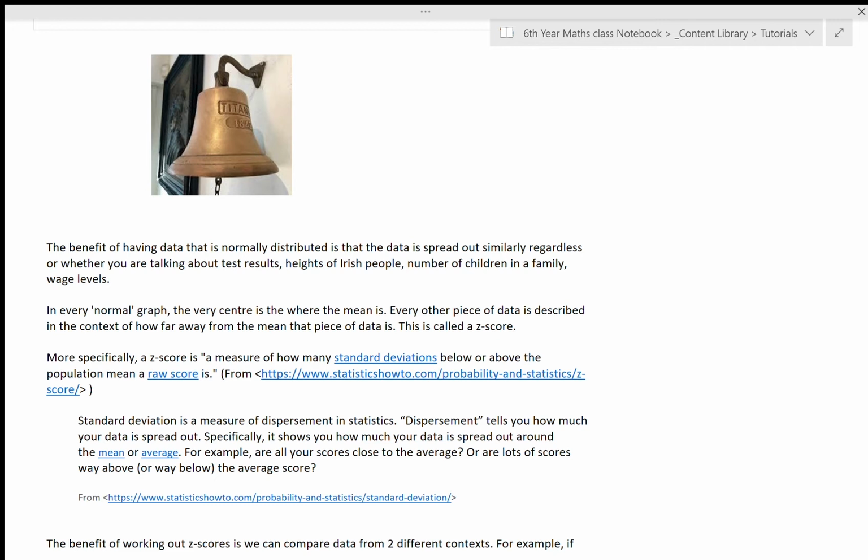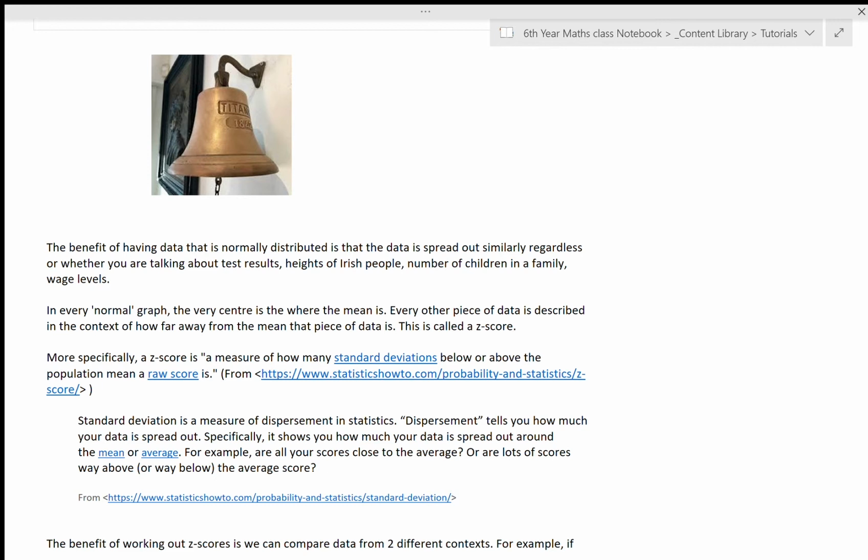Just a quick recap: standard deviation is a measure of dispersion. Dispersion tells you how much your data is spread out. Okay, so specifically it shows you how much your data is spread out around the mean. For example, are all of your scores close to the average, or are lots of scores way above or way below the average score? So the smaller the standard deviation, the more clustered the data is.